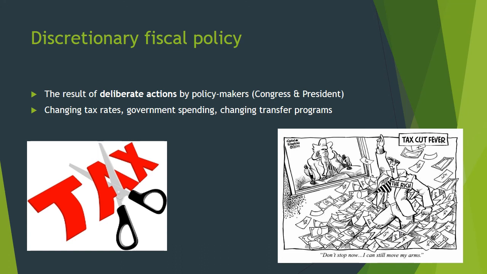Discretionary fiscal policy. All right, so we had automatic stabilizers, so that's Congress and the president doing nothing. On the other hand, discretionary, like that word implies, they have a choice, they do something. So this is the result of deliberate actions by policymakers. So this would be changing the tax rates, changing government spending, and they can make changes to the transfer programs. So this wouldn't be the automatic ones. This is saying that they're going to increase the amount somebody gets for unemployment or decrease the amount you get on welfare. Those would be discretionary policies. The fact that more or less people qualify, that's automatic. But if they make a change to the program, that's discretionary.